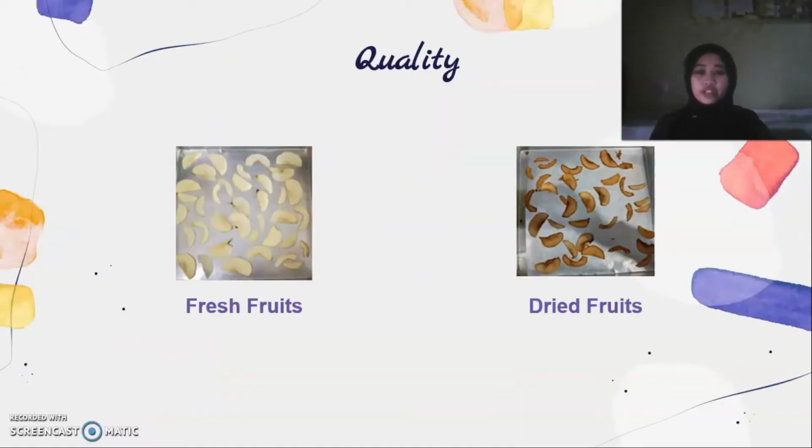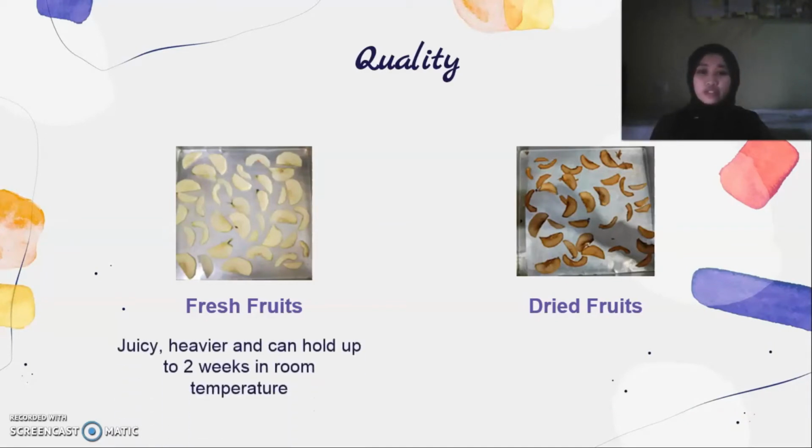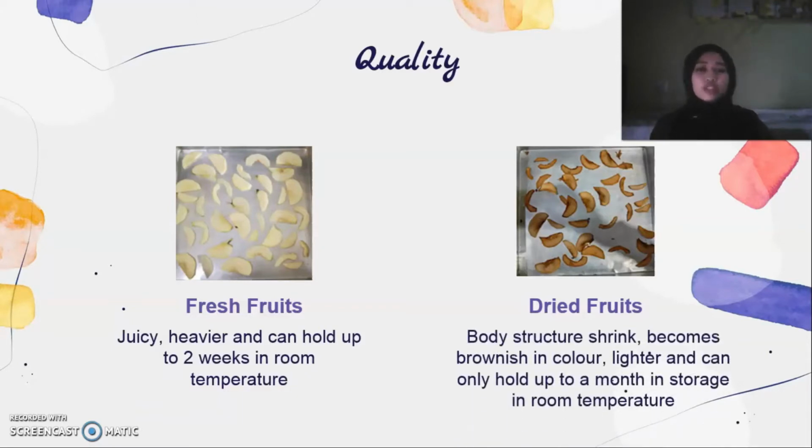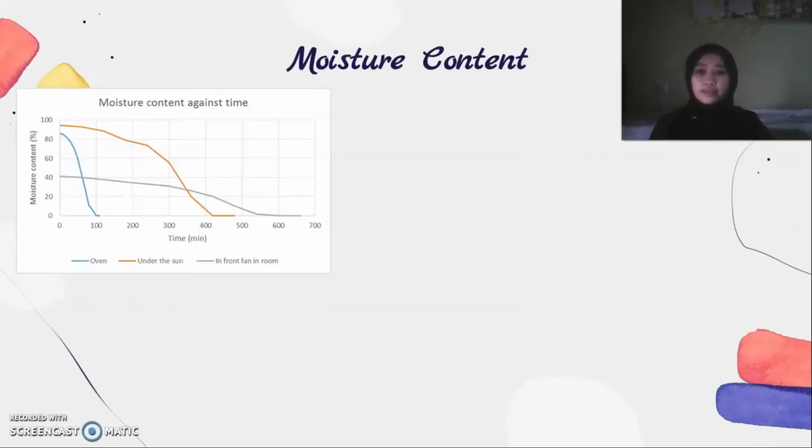For the results and discussion, we can compare fresh fruits and dried fruits. Fresh fruits are basically juicy, heavier, and can hold up to 2 weeks at room temperature, while dried fruits have a shrunken body structure, become brownish in color, lighter, and can hold up to a month in storage at room temperature.